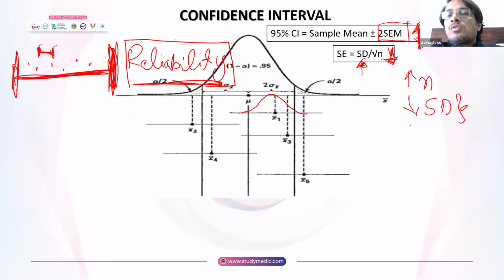How to minimize the standard deviation? Variation in the sample, by taking a sample resembling the population. That way you can narrow the confidence interval and improve the reliability of the study.